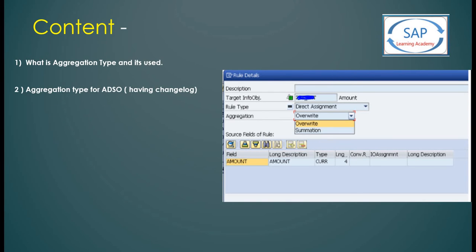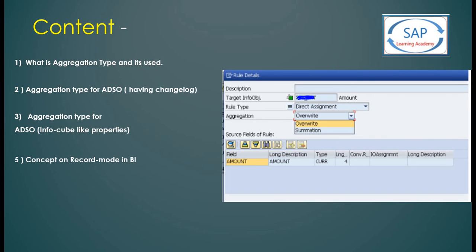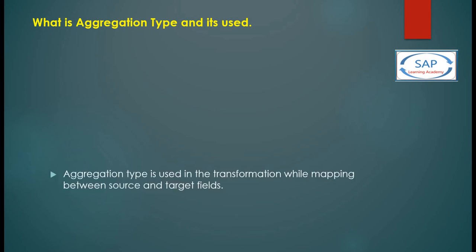Then the aggregation type for ADSO having changelog, and the aggregation type for ADSO which is not having changelog, meaning that suppose you are creating an InfoCube. I will be telling you everything, and also I will give you some information on record mode in VI because this is related in this case, and also the aggregation type for InfoObject. So let me go with the first scenario.